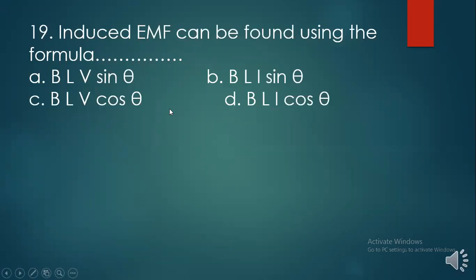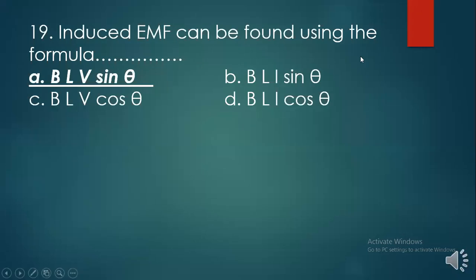Question 19, induced EMF can be found using the formula, right? This is an easy question. When a voltage is induced as a result of a wire rotating inside a magnetic field, this can be found using the formula BLV sine theta, where B is the magnetic field strength, L is the length of the wire, and V is the speed of rotation, okay? So the answer here is A.